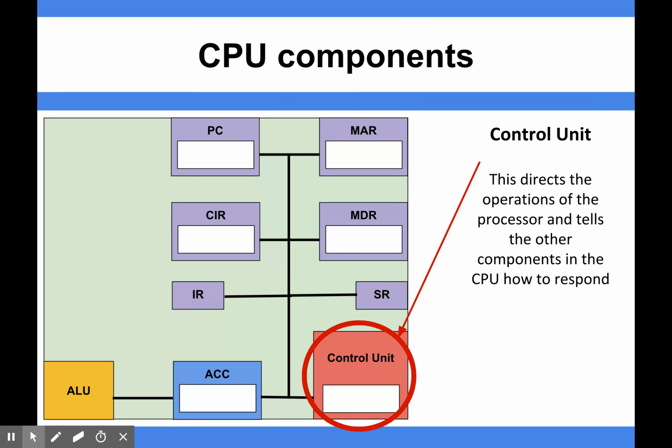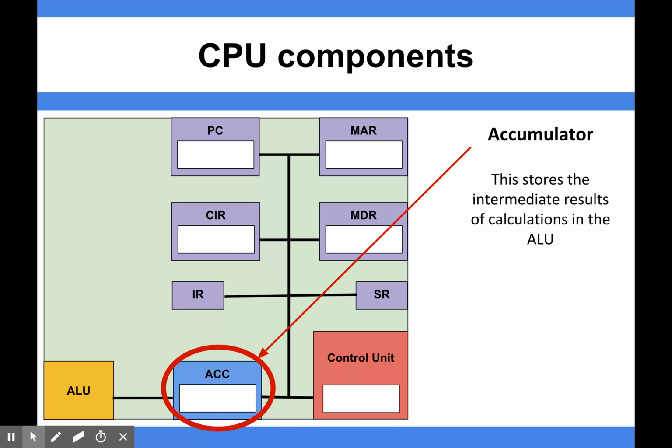You've then got your control unit. So this is the bit that sort of bosses all the other components around. It directs the operations of the processor and tells the other components how to respond. It's also responsible for the decode part of the fetch, decode, execute cycle.